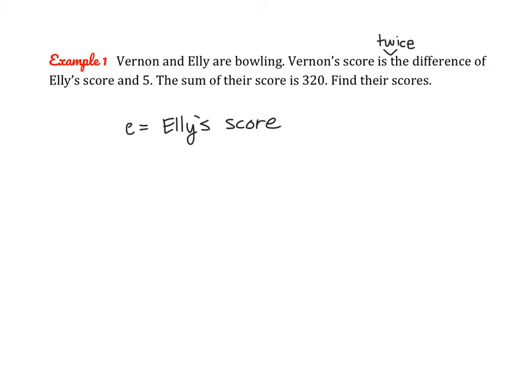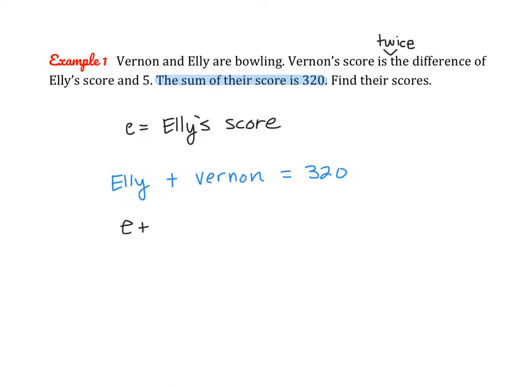So one really important thing in the prompt is that the sum of their scores is 320. So sum again tells us to add. So we know that if we added Ellie's score and Vernon's score, it should equal 320. So we already know that Ellie's score, we're defining that as E. So we can say E plus, now we need to find a way to describe Vernon's score.